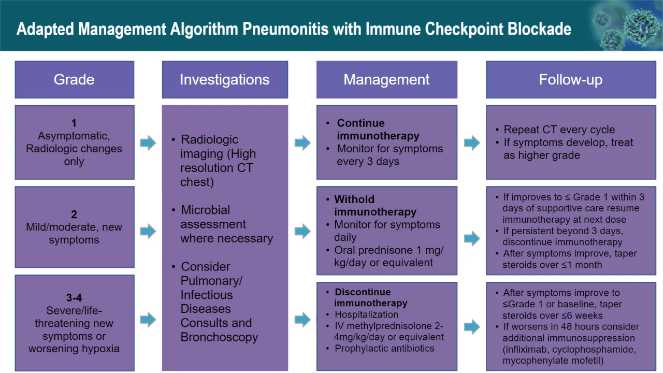Patients would usually discontinue immunotherapy and require hospitalization, require higher doses of intravenous corticosteroids, and of course, prophylactic antibiotics in case this could represent severe pneumonia. In patients who do not improve, usually after 48 to 72 hours of high-dose corticosteroids, we would usually consider the addition of additional immunosuppression, such as infliximab, mycophenolate mofetil, or intravenous immunoglobulin, and the choice of this is currently debated.